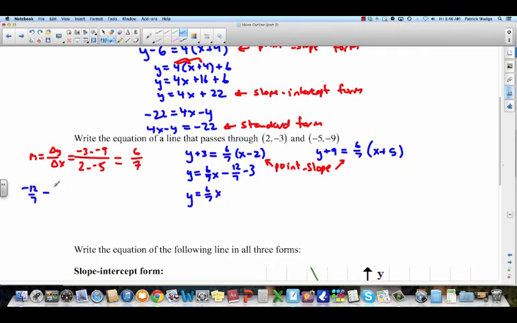and we have to subtract 3, which is the same as 3 over 1. So get common denominators. Negative 12 over 7 minus, common denominator is 7. What do you multiply the bottom by? 7. Multiply the top by 7, you get 21. Negative 12 take away another 21 is negative 33 over 7. So this is our answer. This is slope-intercept form.